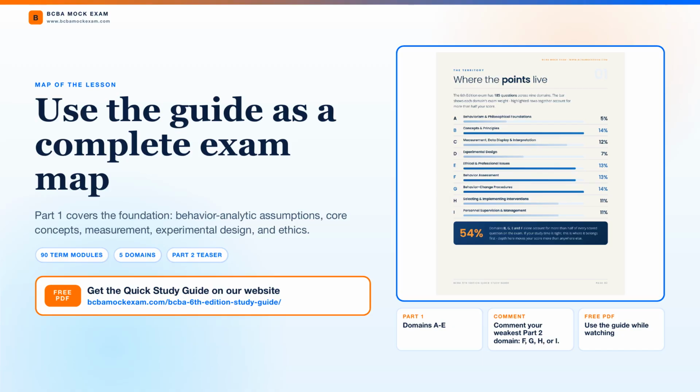First, we build the scientific worldview, then the core principles, then measurement and experimental design, then ethics, because ethical judgment shapes what we do with everything else. Now we move into Domain A.